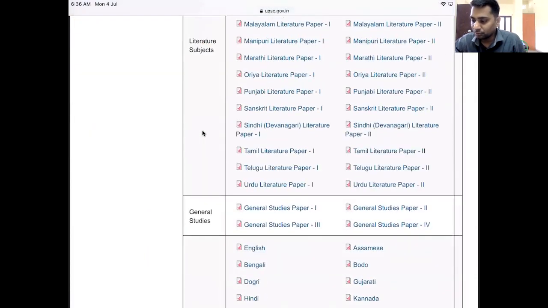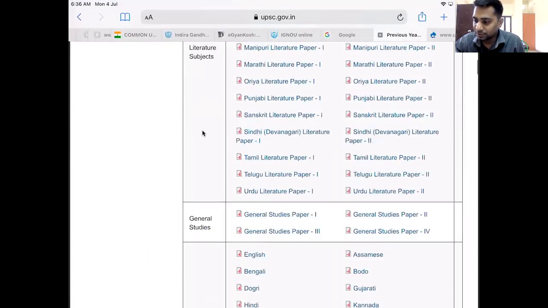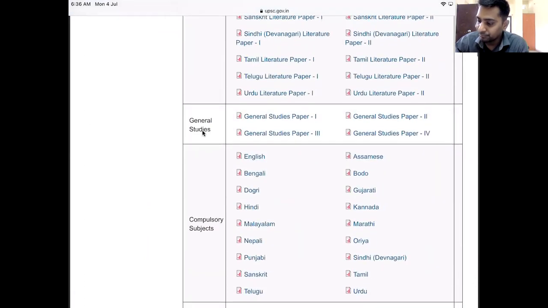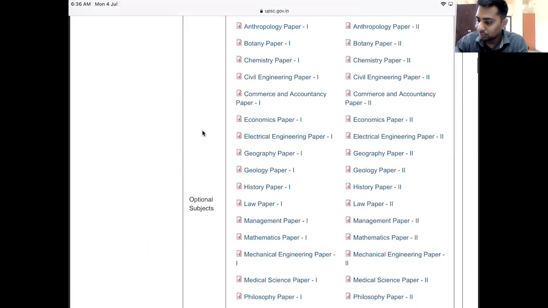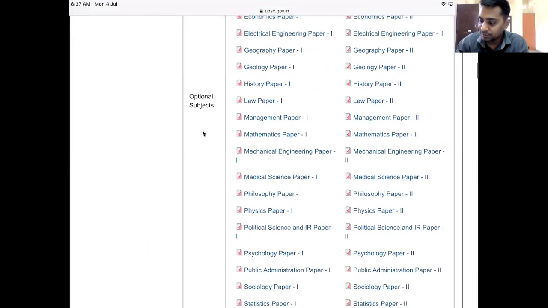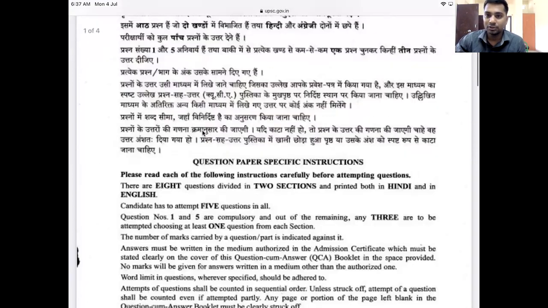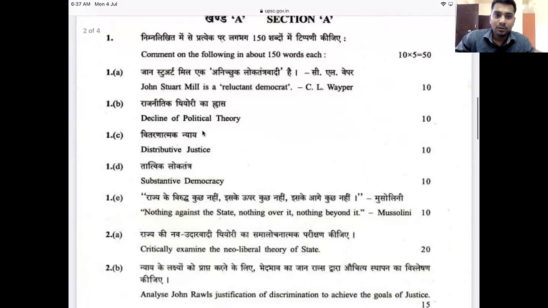You have to go for the 2020 paper. Let's take this paper which is available, the 2018 paper is available here. I'll share these papers with you in the group. Political Science and International Relations, paper 1. This is the 2018 paper. Look at this, again the same pattern of syllabus, right?